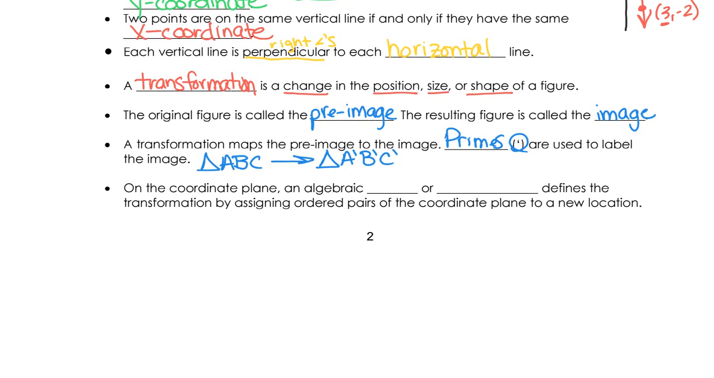Okay. And the last one, it says on the coordinate plane, an algebraic rule or mapping defines the transformation by assigning ordered pairs of the coordinate plane to a new location. Okay, and those rules are very helpful to us. They make things quicker, okay, if we know the rule. All right, I'll see you guys on the backside of notes.